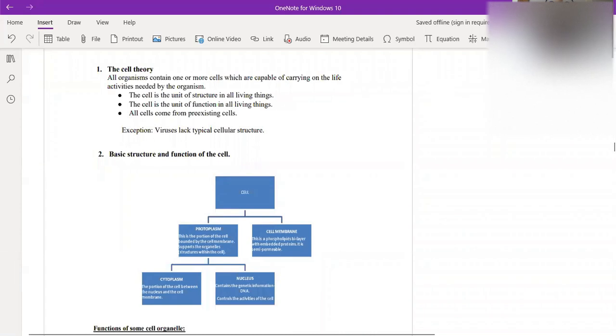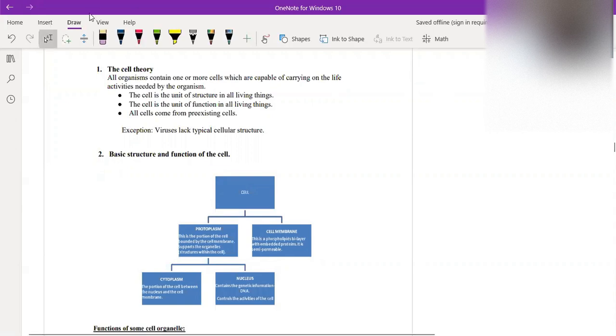Okay, so I want to start by talking about the cell theory. You have to know the cell very, very well, everything about the cell. So remember that all organisms contain one or more cells that are capable of carrying on the life activities of the organism. And the cell theory says that the cell is a unit of structure in all living things. Now, the cell is a unit of function of all living things, and all cells come from pre-existing cells. So it means that you need a cell to form another cell, right? So that's a basic cell theory.